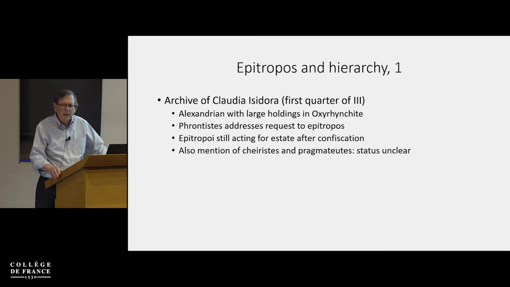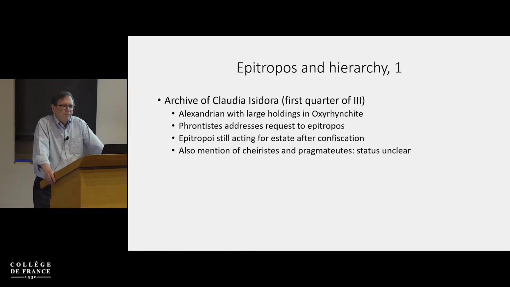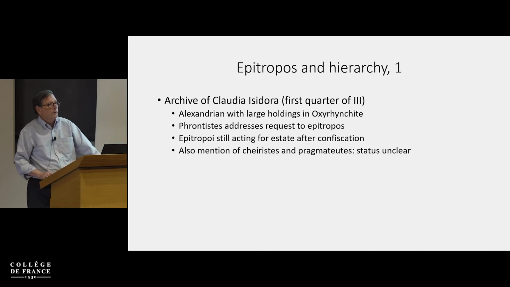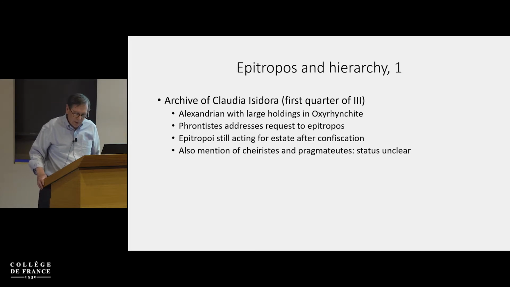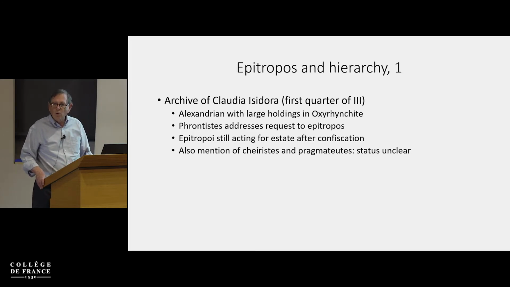Epitropoi next. Two of the larger, though not very well documented, Oxyrhynchite estates of the 3rd century show us the beginnings of hierarchy. In the small dossier of Claudia Isidora, an Alexandrian with substantial holdings in the Oxyrhynchite, documented in the first quarter of the 3rd century, we find a frontistes sending a request to an epitropos, asking for permission to pay vineyard staff.